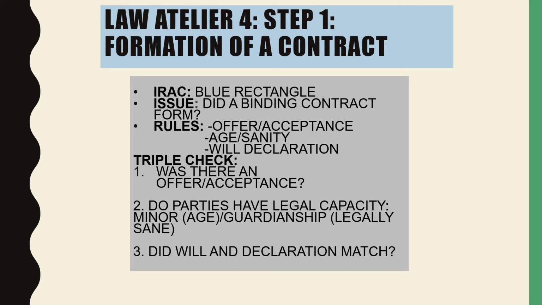So in week 4, we are going to analyze a case that has something to do with the formation of a contract. The blue rectangle. The issue at the formation is always, did a binding contract form? Because of course that is the first thing that we want to know if we have a case with a problem. Maybe people think they have a contract, but maybe they don't have a contract. We have to make sure there is a contract, because else we cannot apply the rules for contracting.